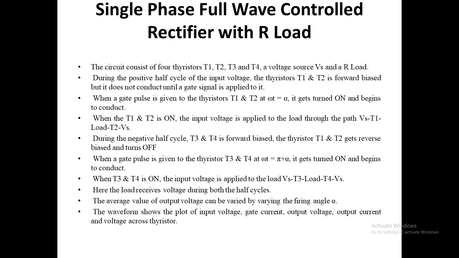During the negative half cycle, T3 and T4 are forward biased. The thyristors T1 and T2 get reverse biased and turn off. When a gate pulse is given to the thyristors T3 and T4 at omega t equal to pi plus alpha, they get turned on and begin to conduct. When T3 and T4 are on, the input voltage is applied to the load through the path Vs, T3, load, T4 and Vs. Hence, the load receives the voltage during both half cycles, positive and negative. The average value of output voltage can be varied by varying the firing angle alpha. So already we have shown the plot of input voltage, gate current, output voltage, output current and voltage across the thyristors.